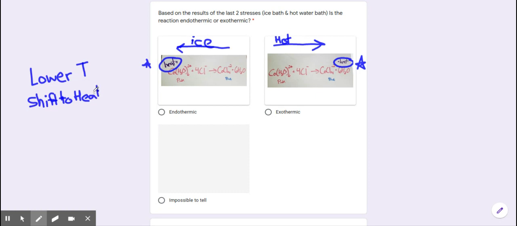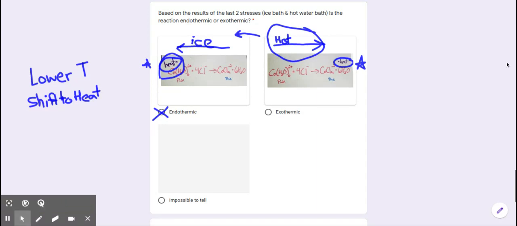So, if when we cool it down, it went to the pink side, and we heated it up, it went to the blue side. Really, this writing should be written over here. Well, that tells us that the heat is on the reactant side, because if you cool it down, it's going to shift towards the heat. If you heat it up, it's going to shift away from the heat. So if the heat is on the reactant side, that's saying that it's endothermic. So you were making an assumption, an estimation, from it.